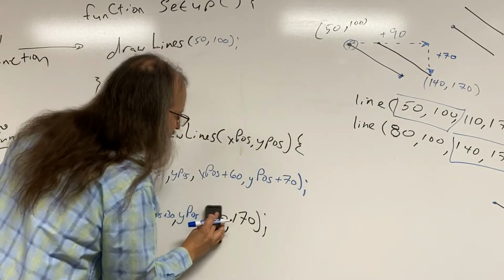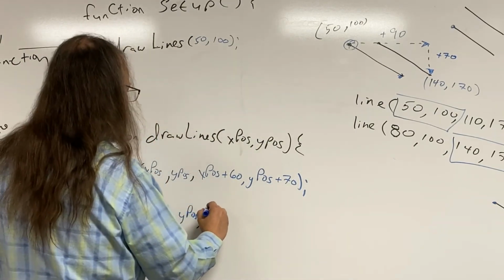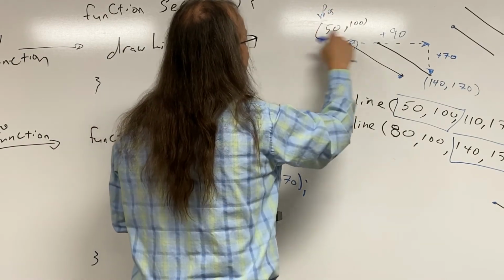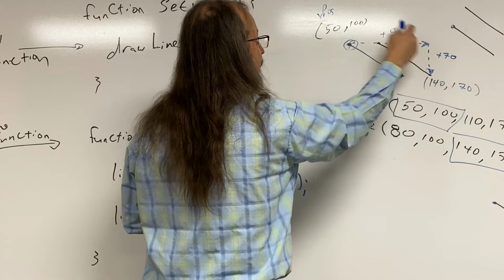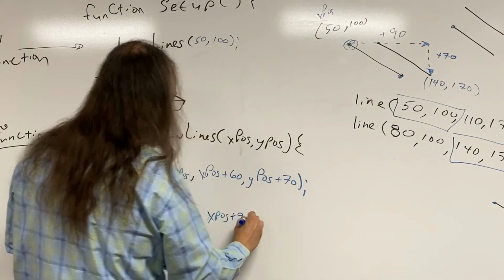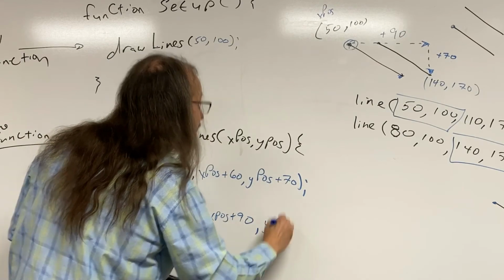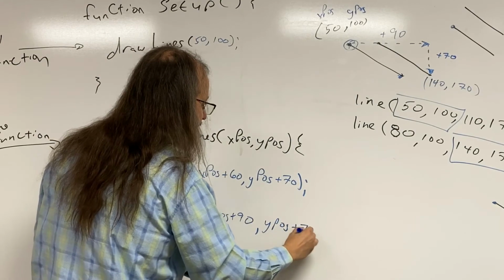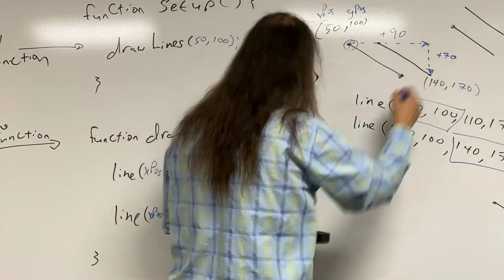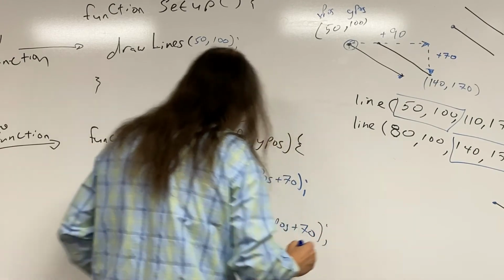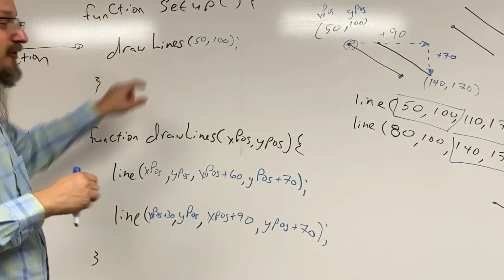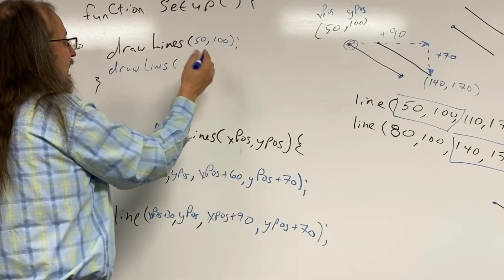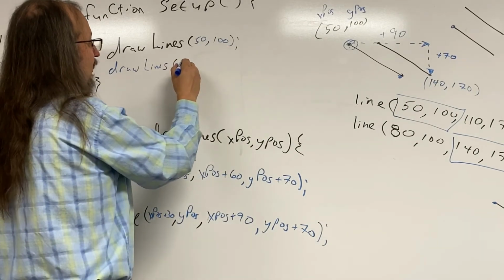So if I change these now to x pos, which is this, plus 90, that'll get me all the way to the right that I need to go. And then y pos, which is this point, plus 70, that'll get me down far enough to get to that point. So now I can call this function multiple times and I can end up drawing that same set of parallel lines no matter where I want on the screen.